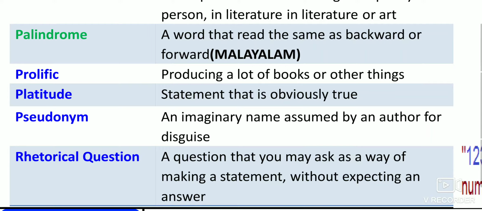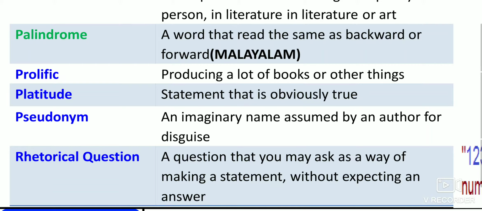Platitude: a statement that is obviously true is known as a platitude. Pseudonym means an imaginary name assumed by an author for disguise is known as a pseudonym. Rhetorical question: a question that you may ask as a way of making a statement without expecting an answer is known as a rhetorical question.